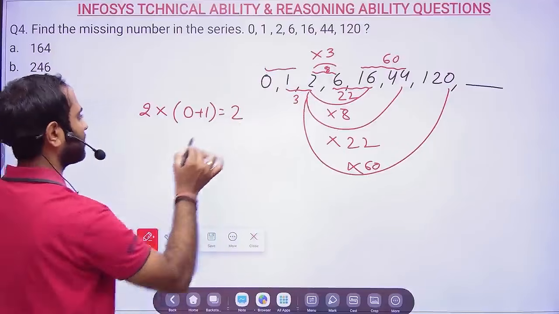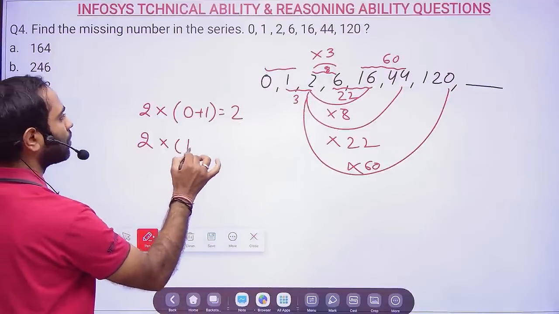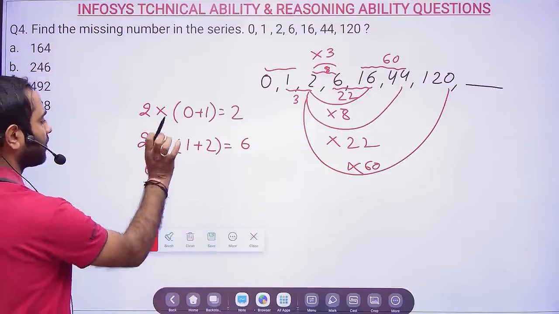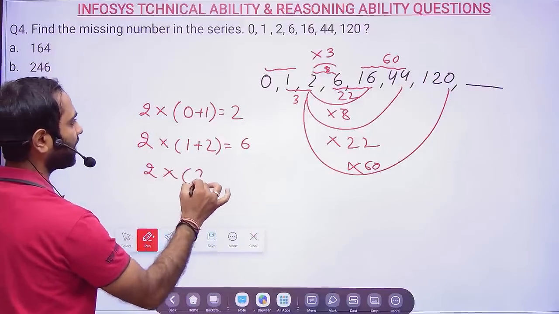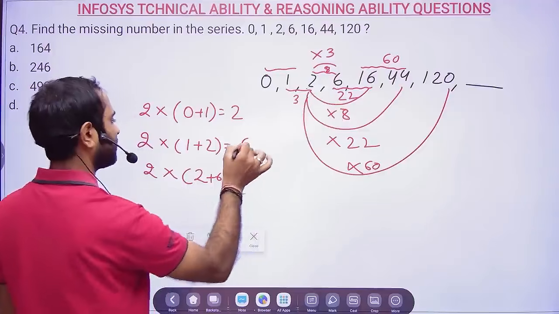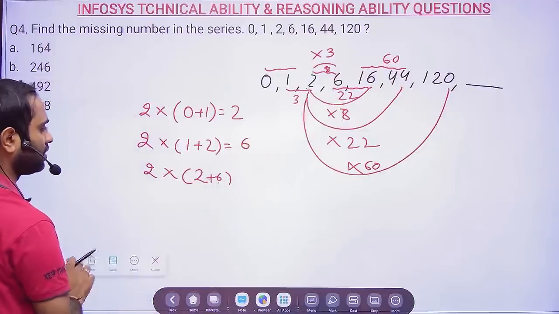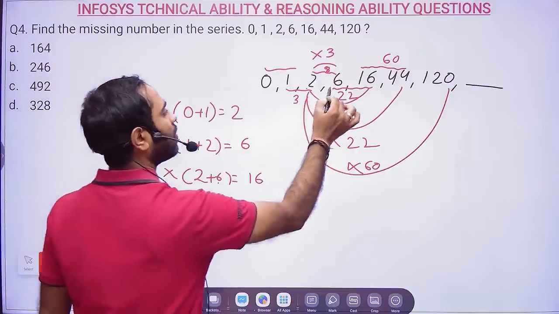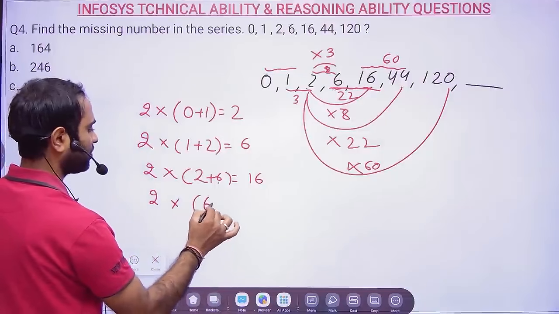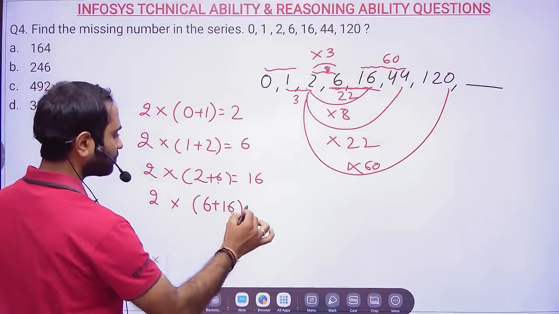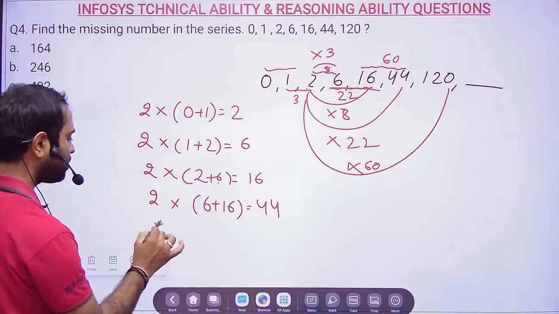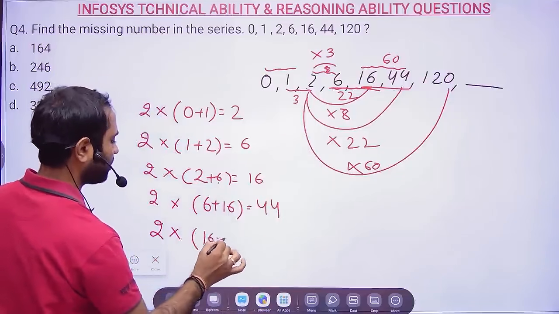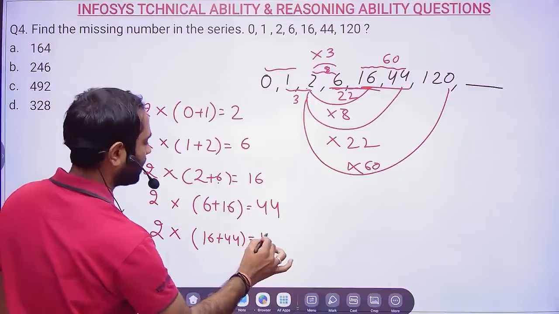So I am using these letters. Then 2 into 1 plus 2 will give me 6. Then 2 into 2 plus 6, so I am using this 6 here. 2 into 2 plus 6, that is 16. Then 2 into 6 plus 16 gives 44. Then 2 into 16 plus 44 is 120.